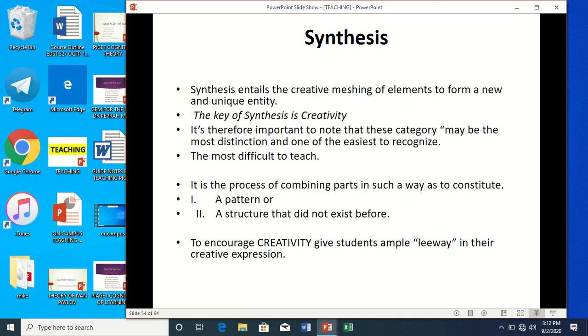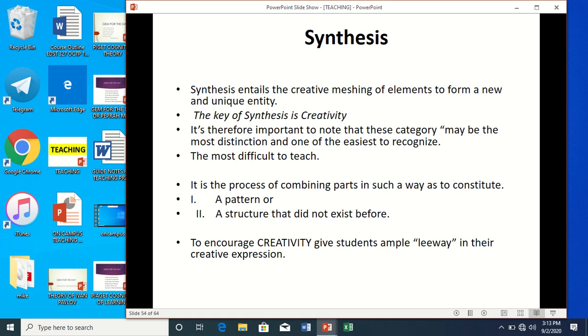Whereas analysis is breaking apart, synthesis is bringing the parts together. We are recapping. And the key of synthesis is creativity. The key of synthesis is creativity, because in synthesizing we form a new unique entity.